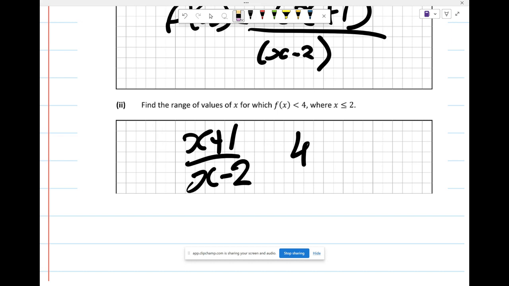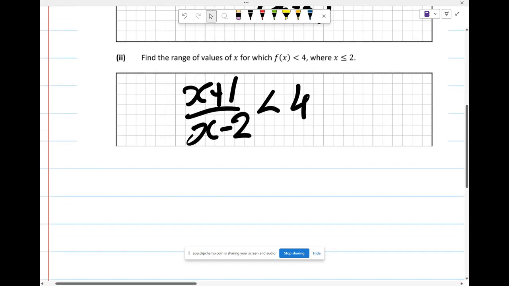But because this is an inequality, we know that if we multiply both sides of an inequality by a minus number, we're going to have to swap the direction of the inequality. So to get around that, we're going to have to multiply both sides of the inequality by a number we know is definitely positive.